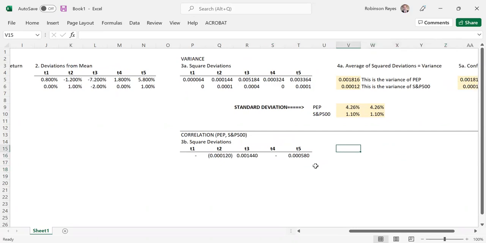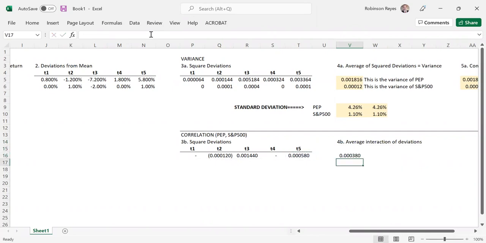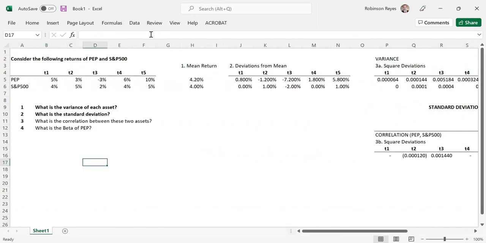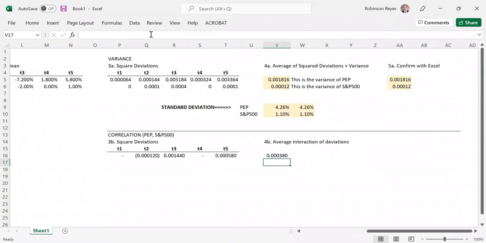So now let's take step 4b. In 4b, we will do the same average, but now we will not average the square deviations, we will average the interaction of deviations. So what we will do is just average these 5. Okay, and there we go. We have this average.